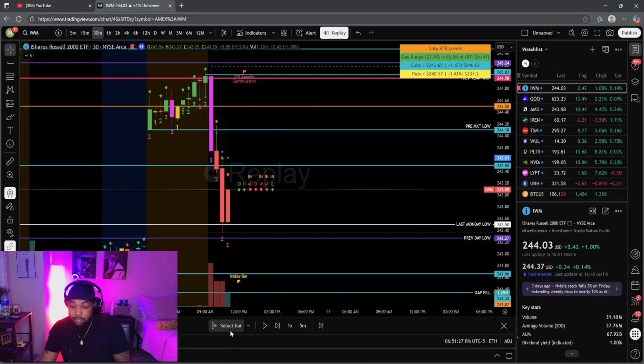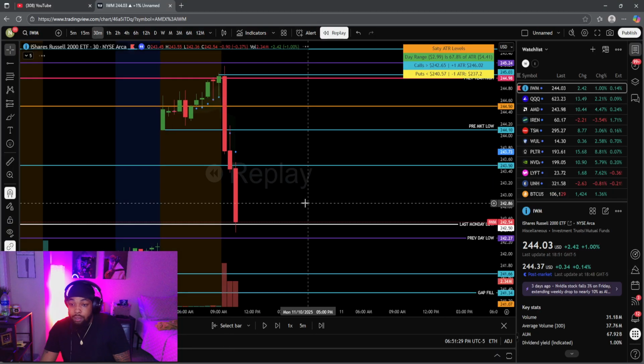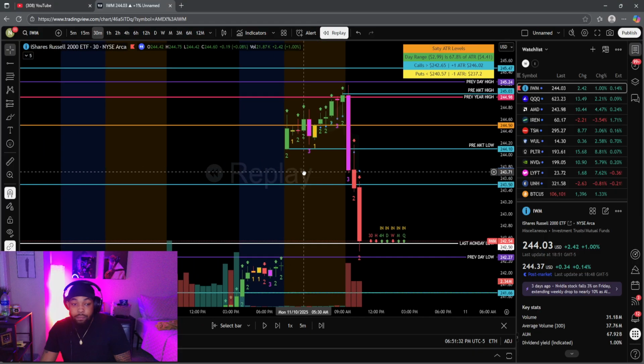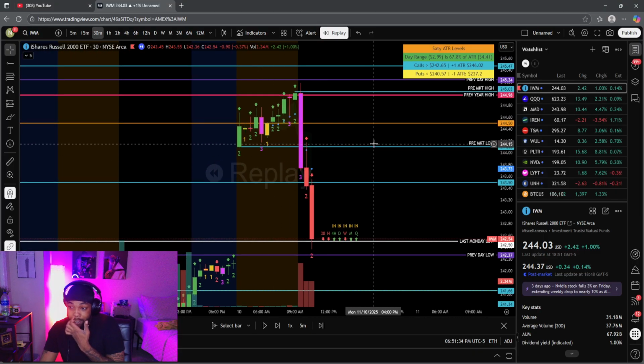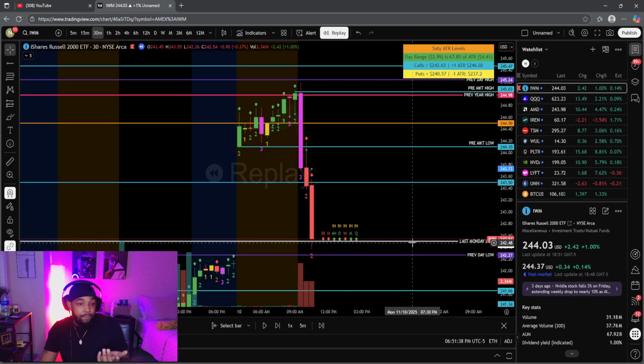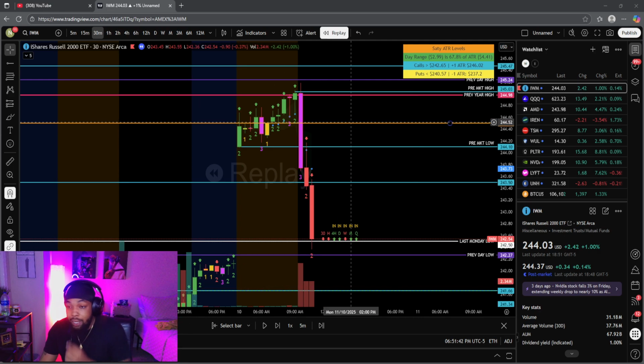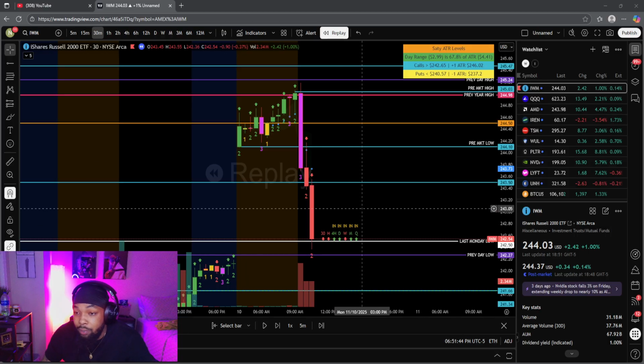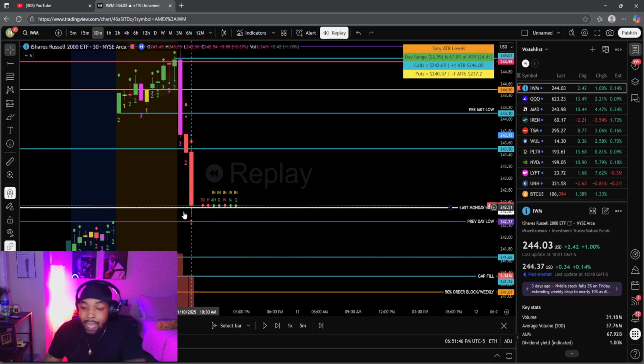Let's remove this bar right here. Break of pre-market lows. Cool. Flush. I'm in green, gang. I'm in green in an hour, and that trade went crazy. I'm going to show you guys the results. But I see this here.